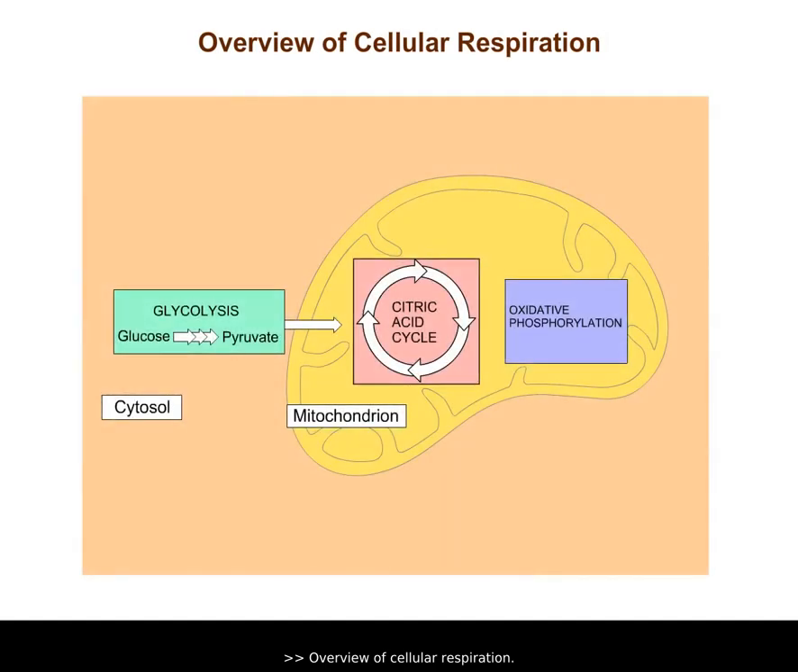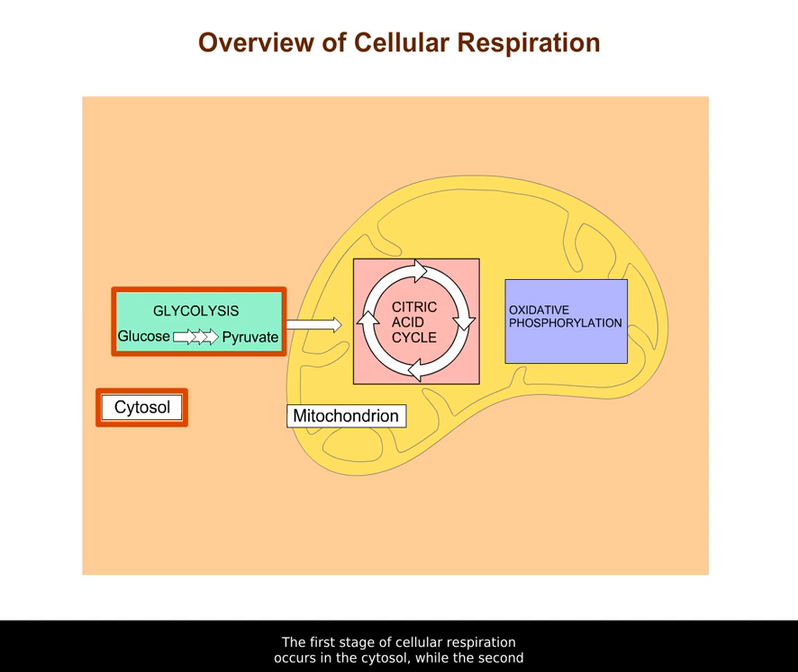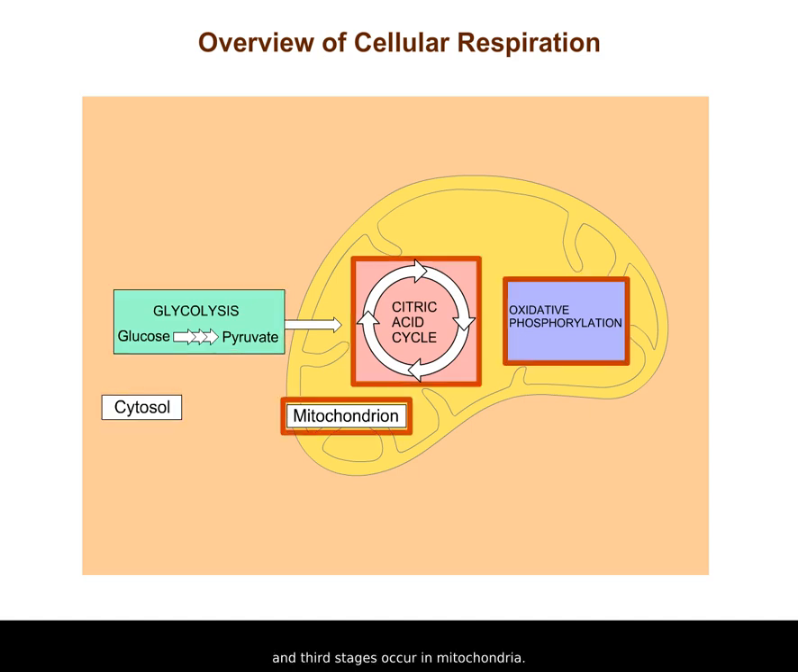Overview of cellular respiration. Organic compounds such as glucose store energy in their arrangements of atoms. These molecules are broken down and their energy extracted in cellular respiration. The first stage of cellular respiration occurs in the cytosol, while the second and third stages occur in mitochondria.